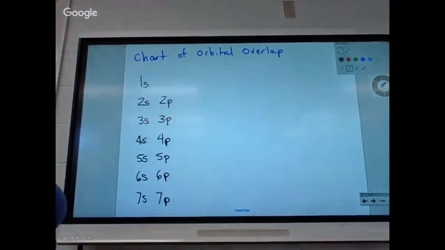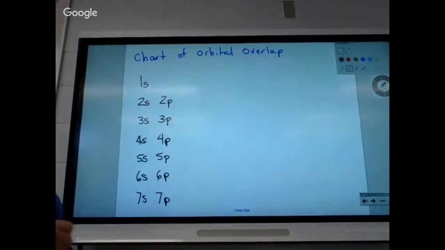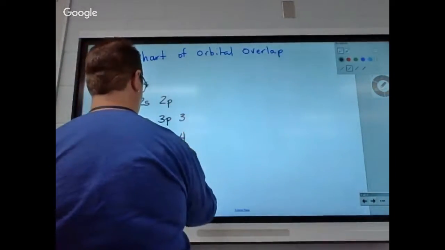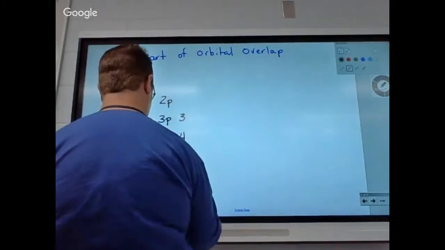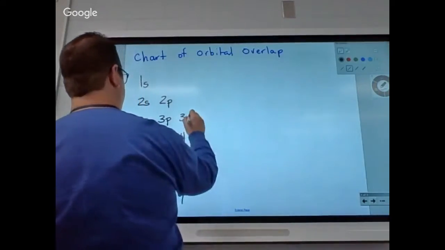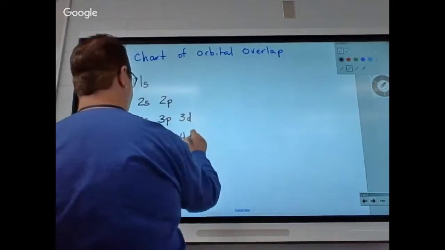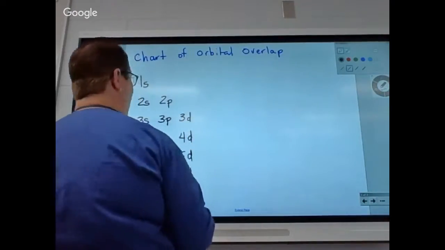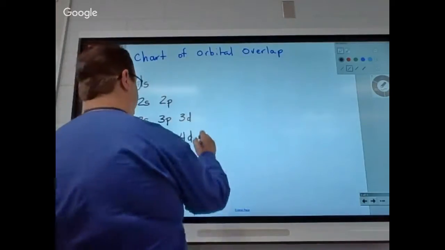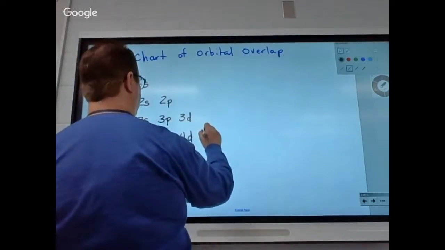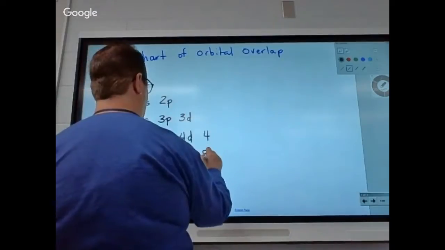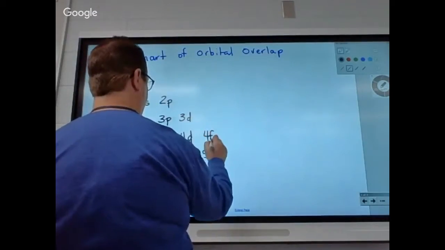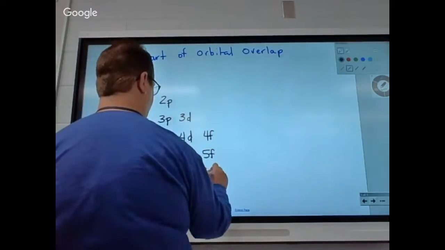All right. The next row is going to start at what? What's the third sublevel? We're not going to have a row. And the last row starts at what? What number? All right. And what letter? 4.